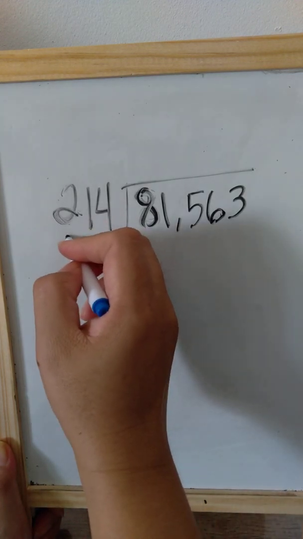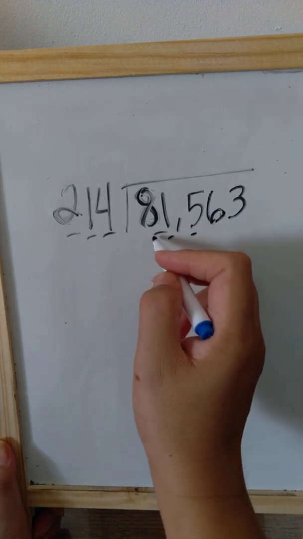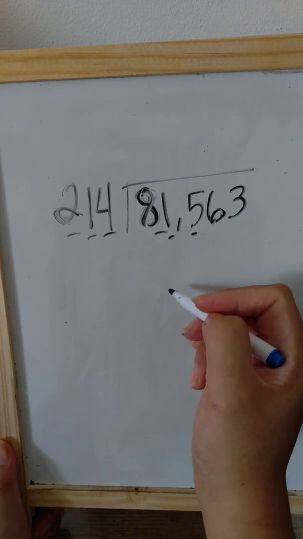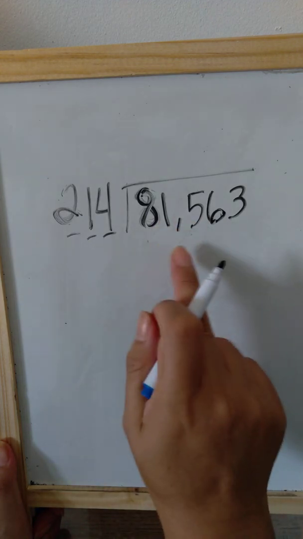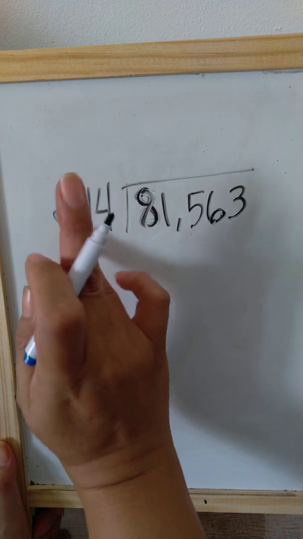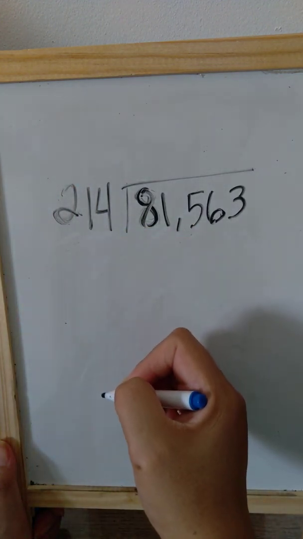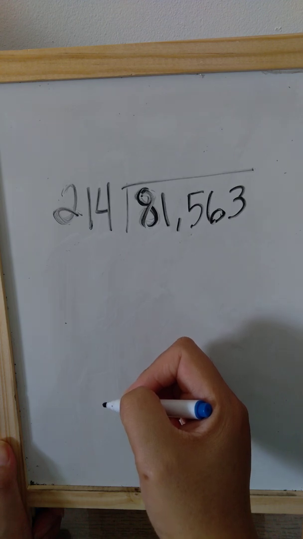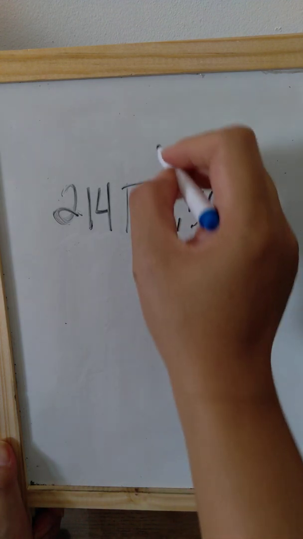Okay, so this is a 3-digit number, so we have to divide it into 3-digit number also, unless it's not enough to divide. Okay, now let's divide. 815 divided by 214. The answer is 3.